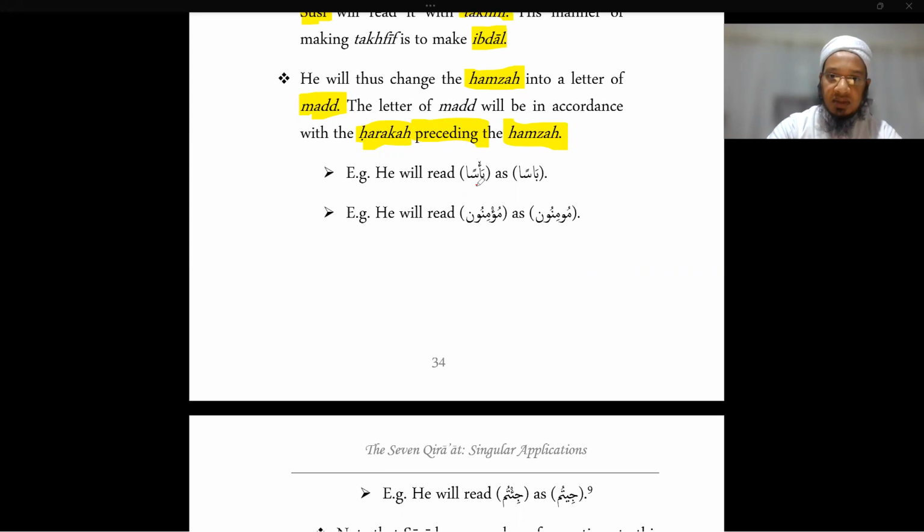So you have the hamza, which is sakina and preceded by fatha. So the ibdal will take place into an alif. You will read ba'san. Then you have mu'minun, the hamza here preceded by a dhamma, so therefore we'll read mu'minun with a waw. And then you have ji'tum, you have the hamza that is sakin preceded by a kasra, so we'll read it with a ya. In all of these examples, it's actually written on top of an alif, on top of a waw, on top of a ya. But even if that is not there, then the rule will still apply, as we'll see in the examples in the exercise.